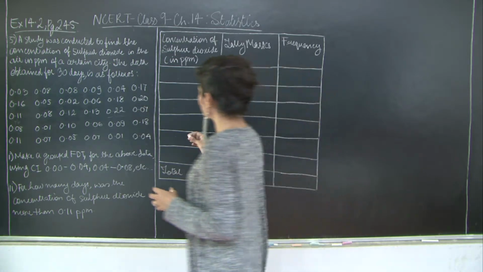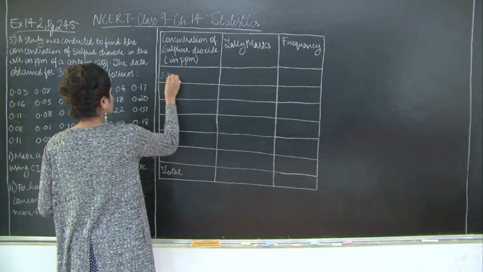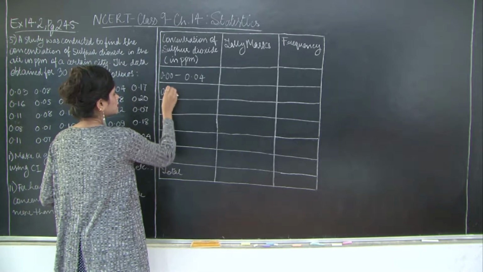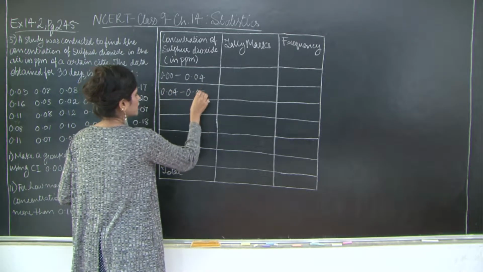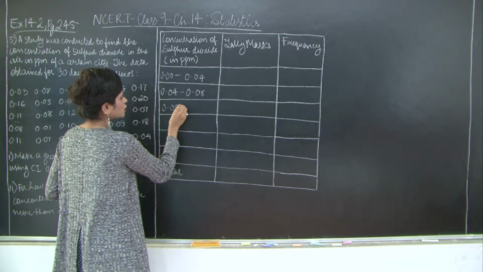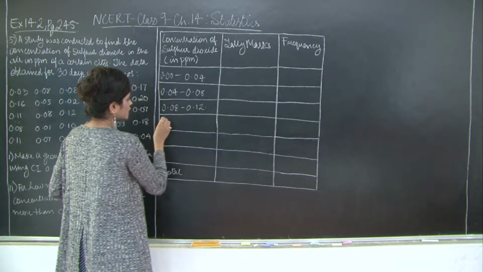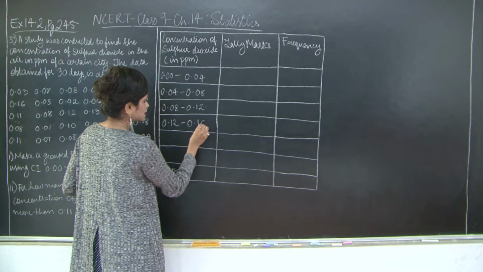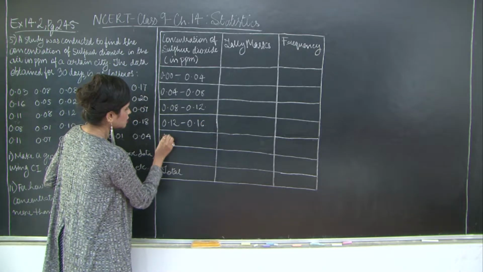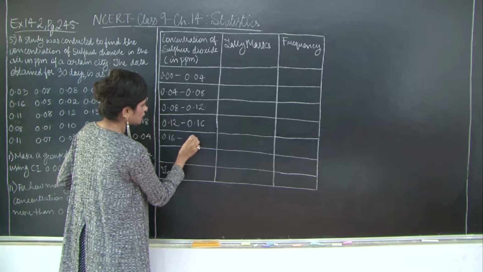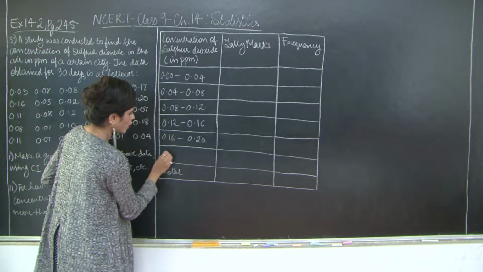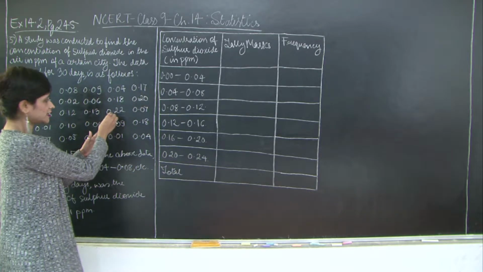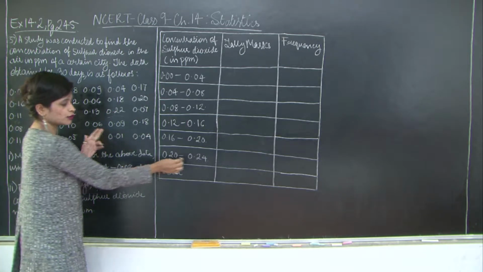So let's get started. We have 0.00 to 0.04, then 0.04 to 0.08, then 0.08 to 0.12, then 0.12 to 0.16, then 0.16 to 0.20, 0.20 to 0.24. So now we can see that the highest observation, that is 0.22, will belong in this category.